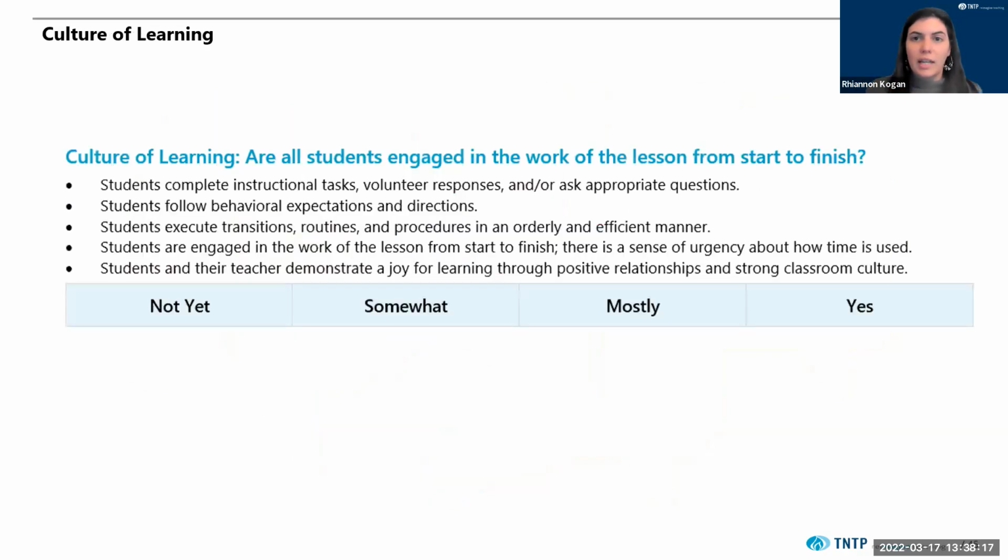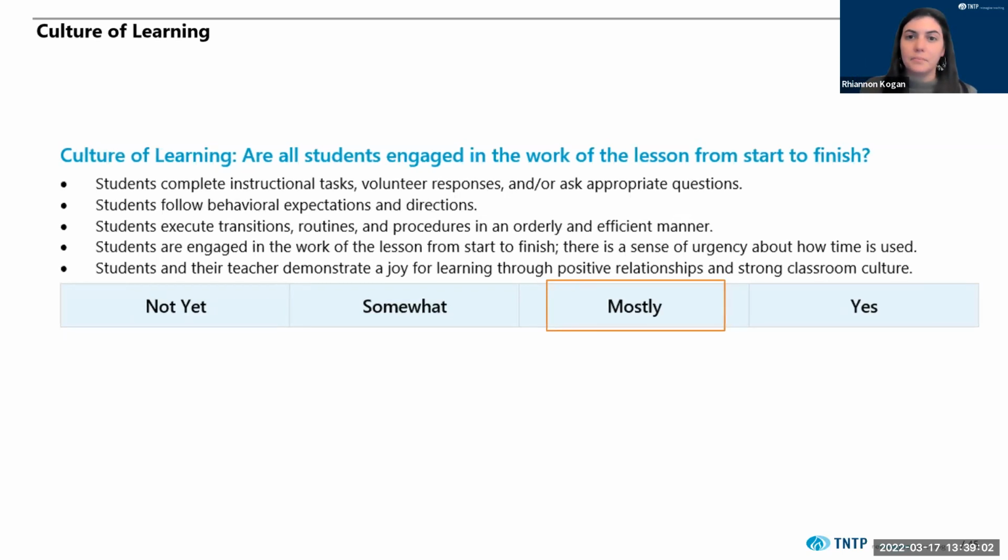So first with culture of learning, we are falling at a mostly here. Students completed tasks and volunteered responses. They seem to follow behavioral expectations and directions. They executed transitions fairly smoothly. However, even though all students were given the opportunity to provide responses through group work, it doesn't necessarily seem like there is palpable excitement or joy for learning, which is usually what would bump that to a yes. So some students were following expectations, but for that yes, we would definitely want to see more of a culture of discussion and engagement in the learning happening.